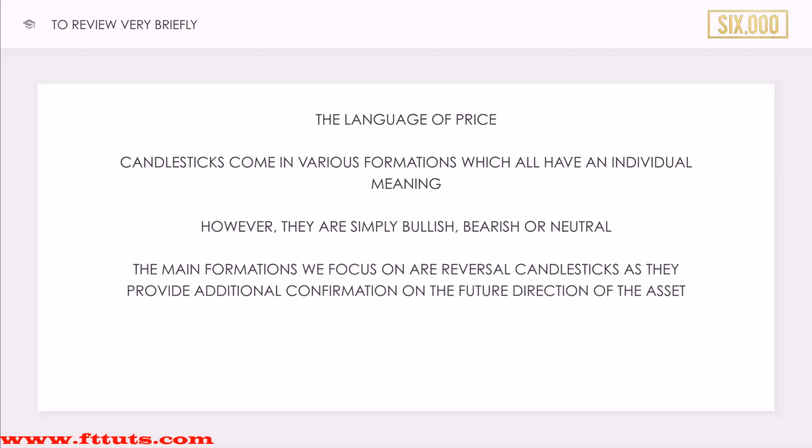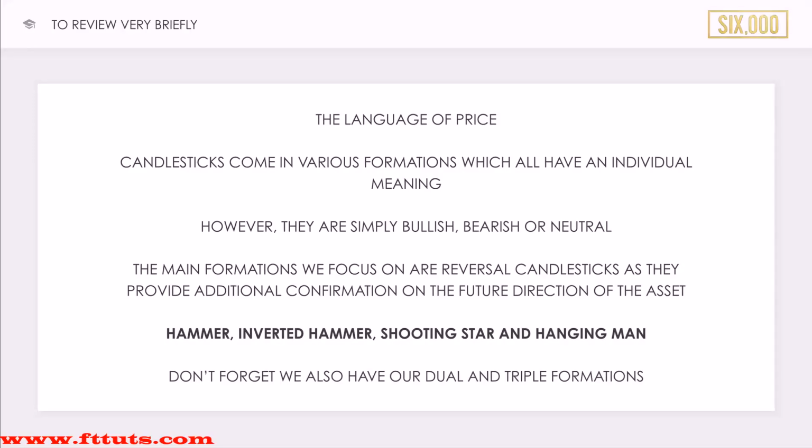And the main formations we focus on are reversal candlesticks, as they provide additional confirmation on the future direction of the asset. And as you'll learn throughout the 14-day course towards day 9 and 10, these become extremely important. As I mentioned, the reversal candlesticks, the main ones we focus on are the hammer, inverted hammer, shooting star, and the hanging man. And don't forget, we also have our dual and triple formations, such as the engulfing formation.